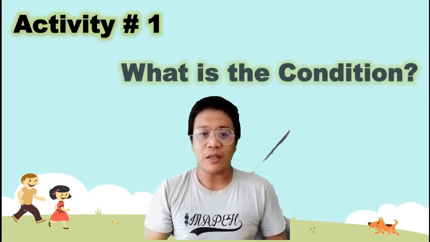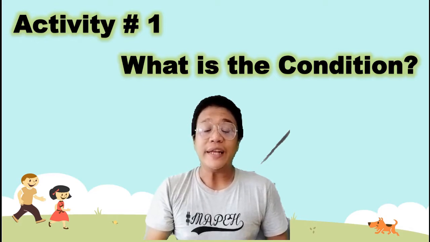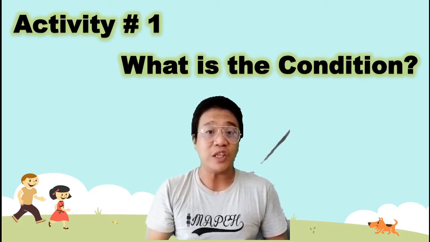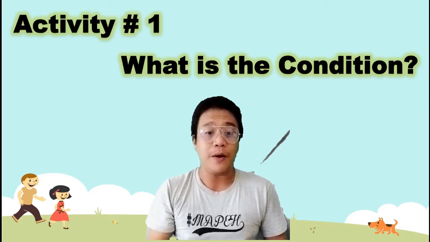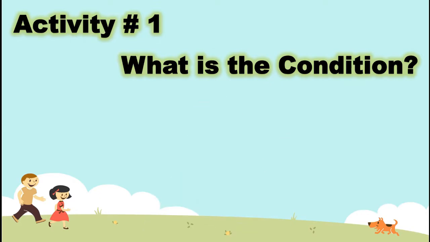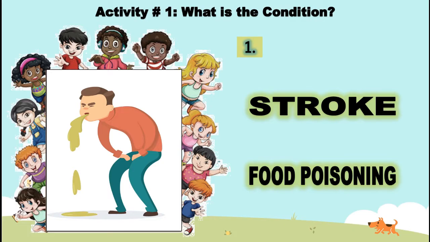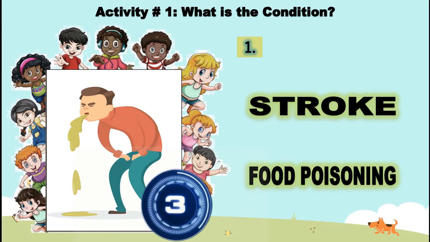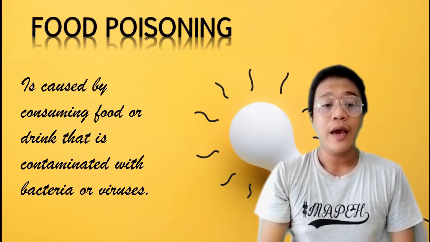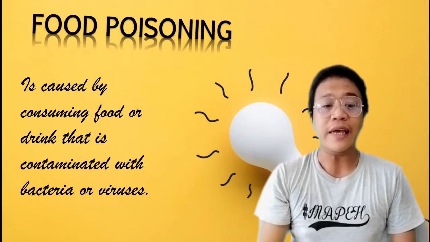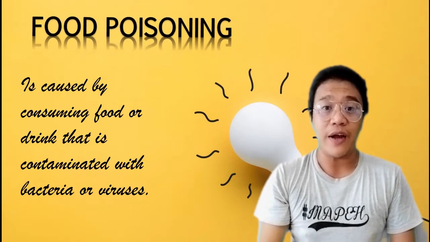What is the condition? Given the following pictures, you will identify the condition of each picture by selecting from the given choices. Write your answer on a separate sheet of paper. You have only 5 seconds to know the answer. Are you ready? Picture number 1. And the answer is food poisoning. Food poisoning is caused by consuming food or drinks that are contaminated with bacteria and viruses.